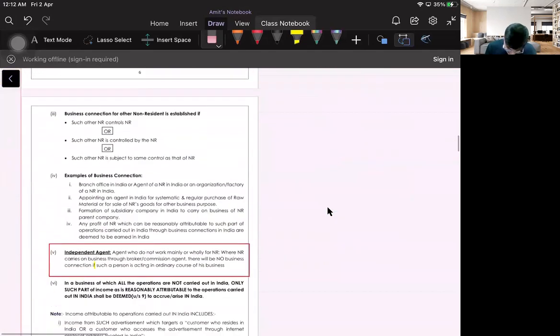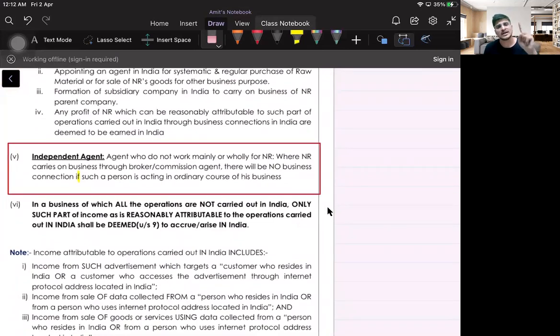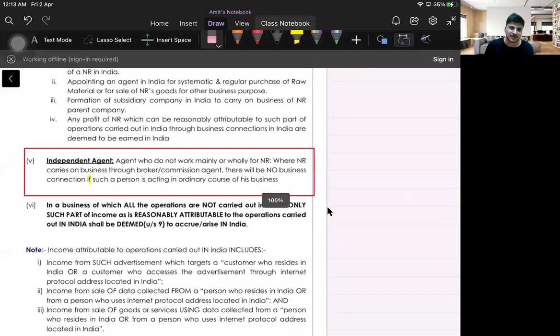Perfect. Then we saw some common concept of independent agent. If you are an independent agent, what does that mean? Independent agent means there is one agent in India, but that agent is not working exclusively for that non-resident. He secures orders from multiple vendors who are non-residents, which means this is his business, to work as an agency. Is he working only for that non-resident? No. Which means he is an independent agent. And if he secures orders for all the other non-residents, not only him, then in that case that independent agent will not be considered as a business connection because he is an independent agent. Correct? This is your point number five.